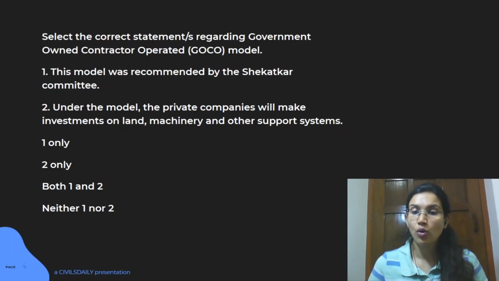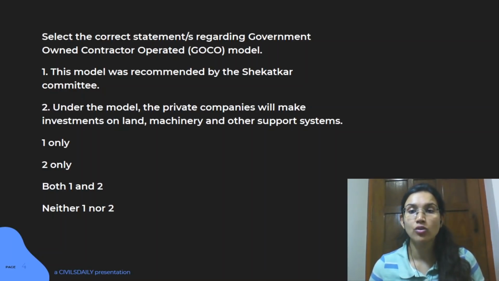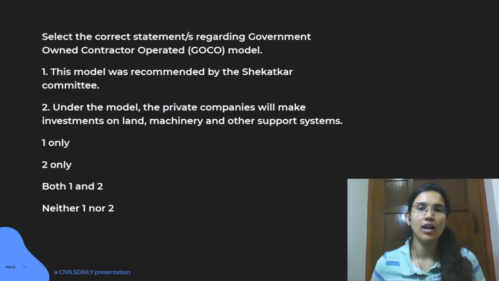All right. So this particular statement is wrong. The second statement: it is the government who takes care of the major assets here. So land is an asset, machinery is an asset. All these assets are going to be taken care of by the government. So for this particular question, we have A as the right answer.